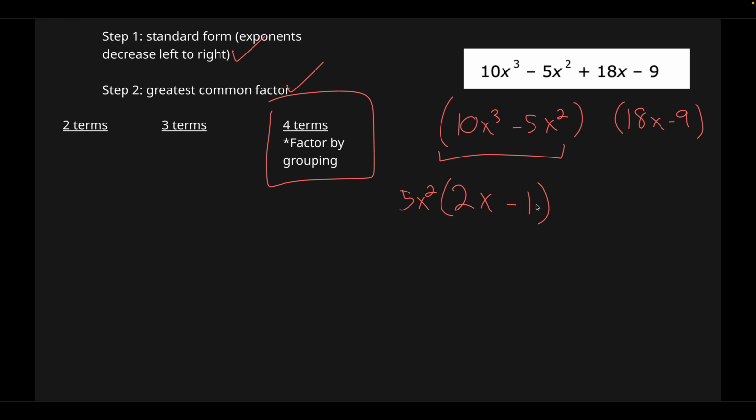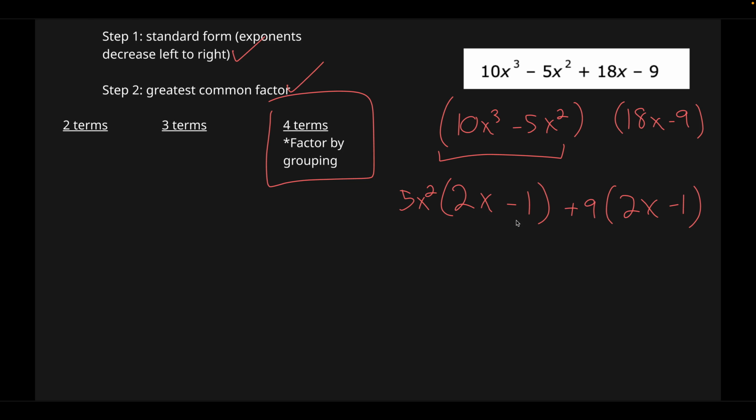And from the second parentheses, I can factor out a positive 9. So I'm going to put plus 9. That would leave me with 2x minus 1. Now you will notice that these parentheses match exactly. And they have to match exactly. For factoring by grouping, if these 2 parentheses don't match, you've done something wrong. So we want them to match exactly. In this case, they match exactly.